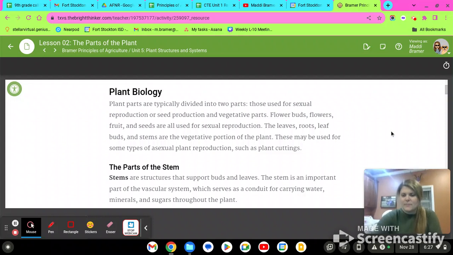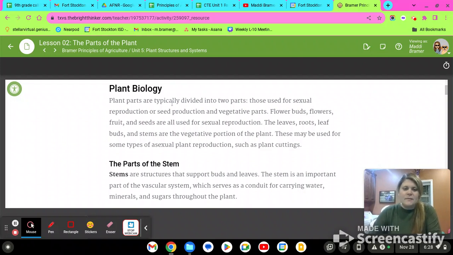Guys, today we are talking about lesson 2 in unit 5. We're on our plant unit, and we're going to talk about the parts of the plant today. So just basic plant biology, you need to know that they are divided into 2 different parts. So those used for sexual reproduction or seed production, and vegetative parts.